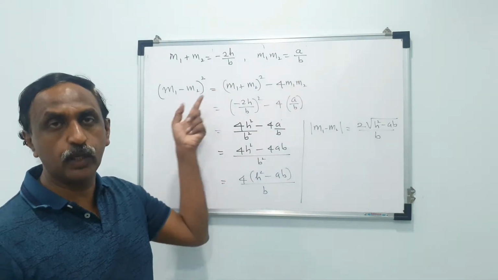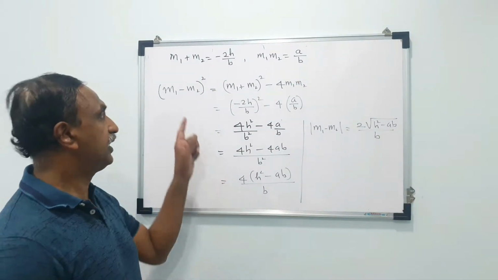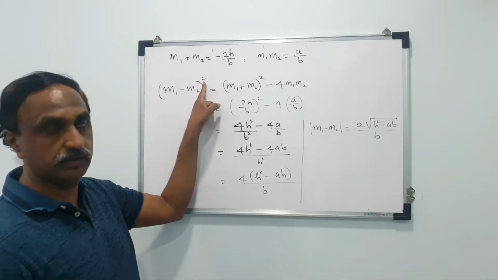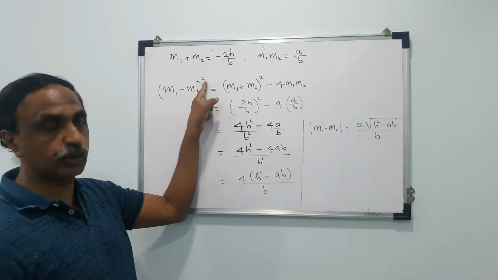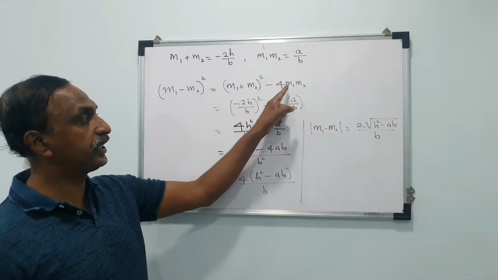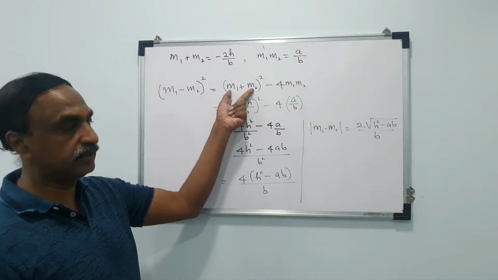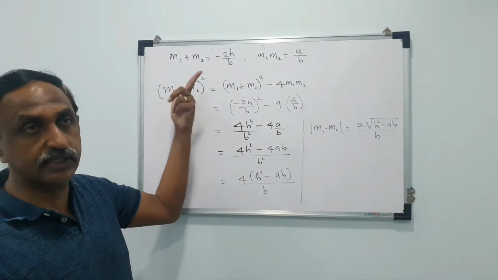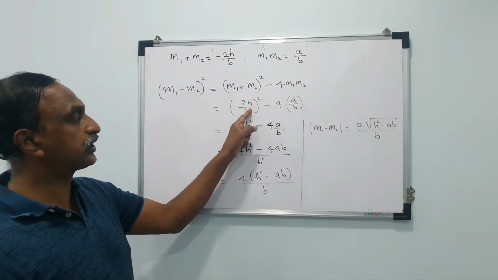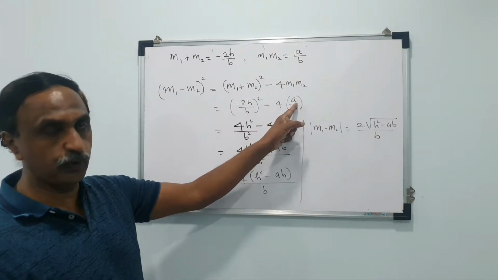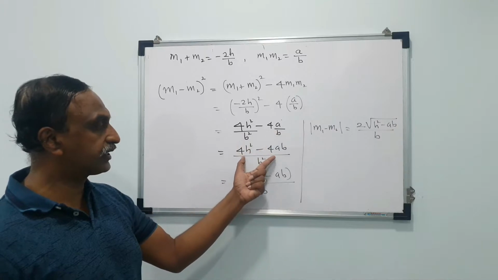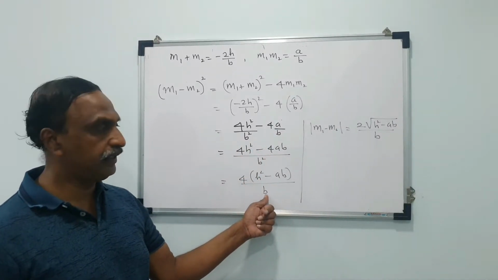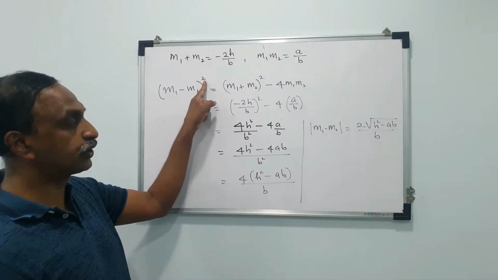Now my aim is to calculate the difference of the slopes, that is m1 - m2. To calculate m1 - m2, I square it. You know that (a - b)² is (a + b)² - 4ab. That is, if you expand this and subtract 4 m1 m2 from it, you will get the expansion of (m1 - m2)². So m1 + m2 is replaced, m1 · m2 is replaced by a/b. We take the LCM and we get 4(h² - ab)/b². So this is (m1 - m2)².